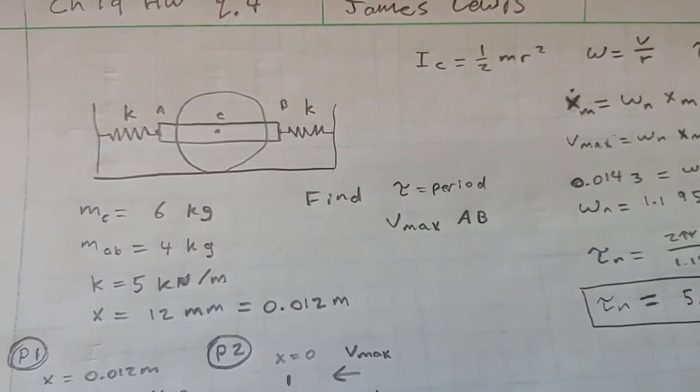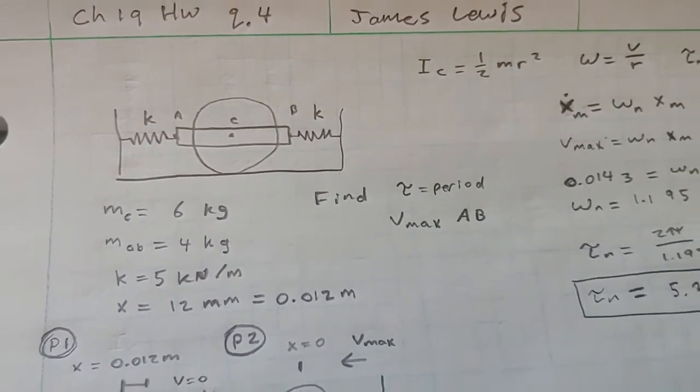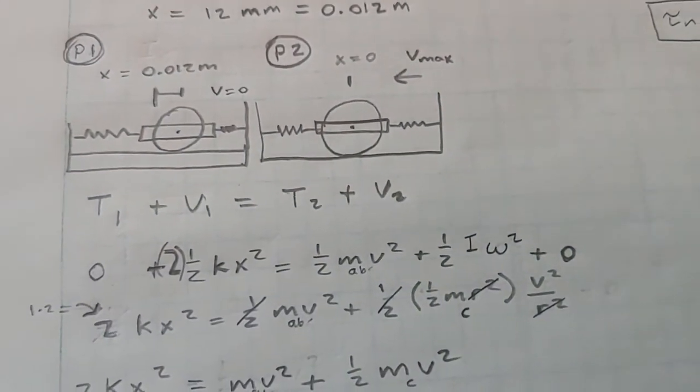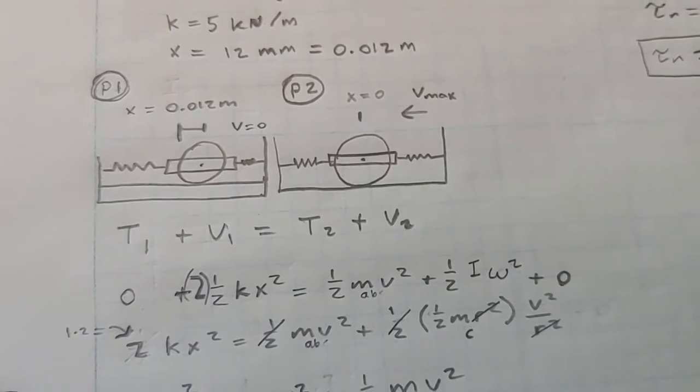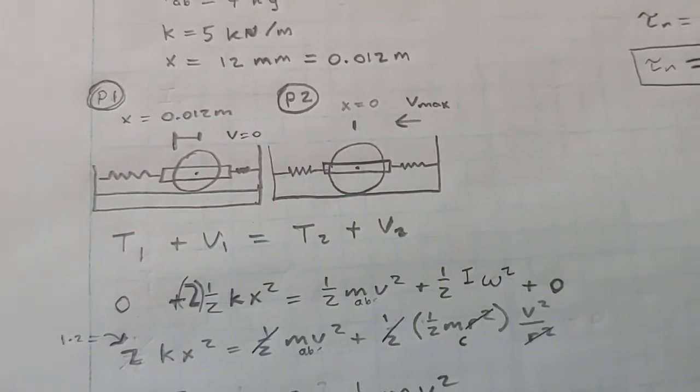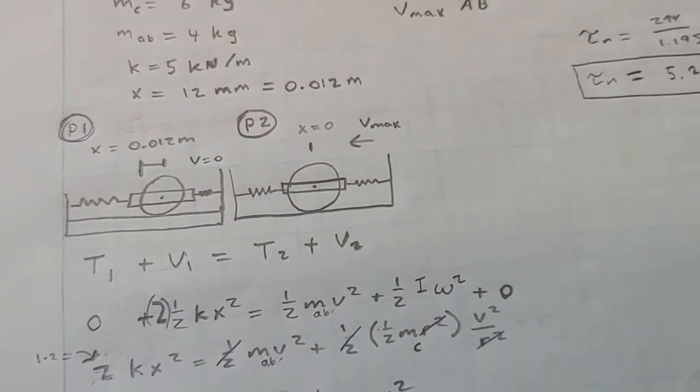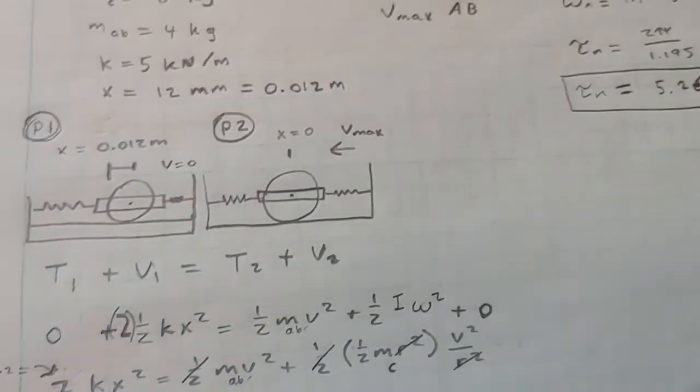We need to find the tau, the period, and our Vmax of AB. So we have position 1 and position 2. Position 1 is with x equals 0.012 meters, velocity equals 0. Position 2, x equals 0 because it's in the middle, and our velocity max is still going in the left direction, and it is at Vmax right there.